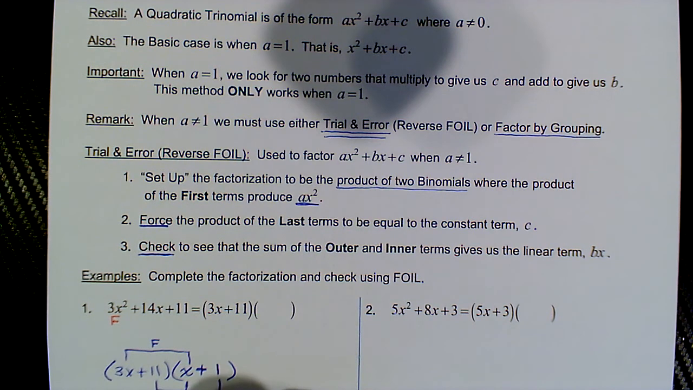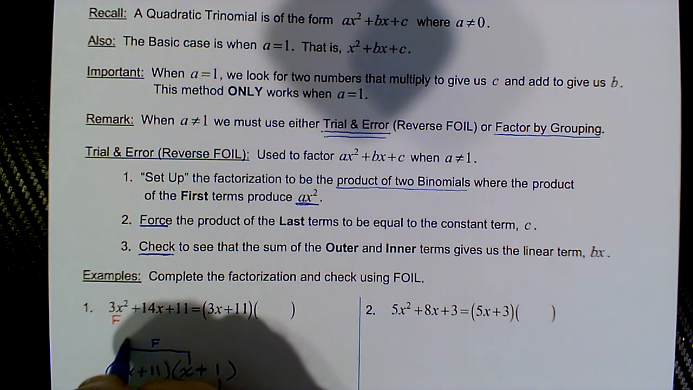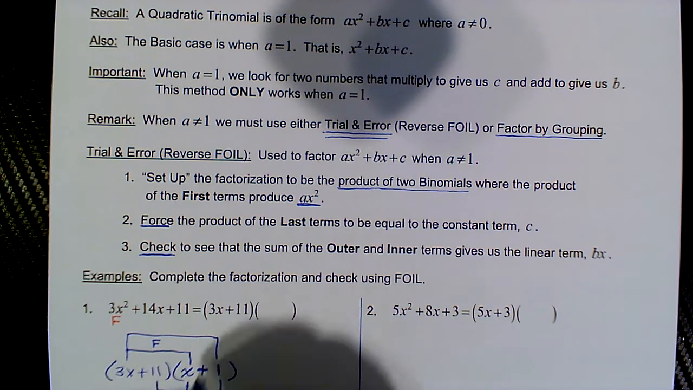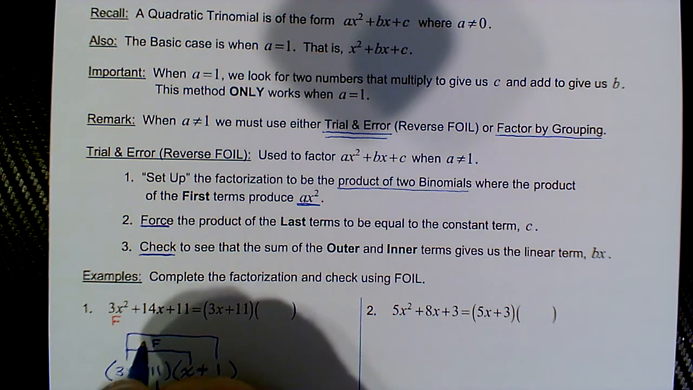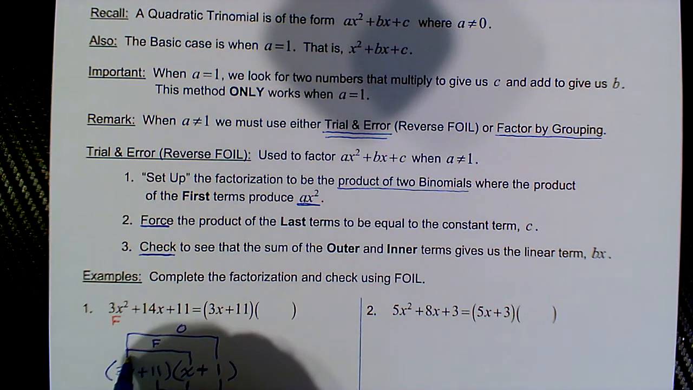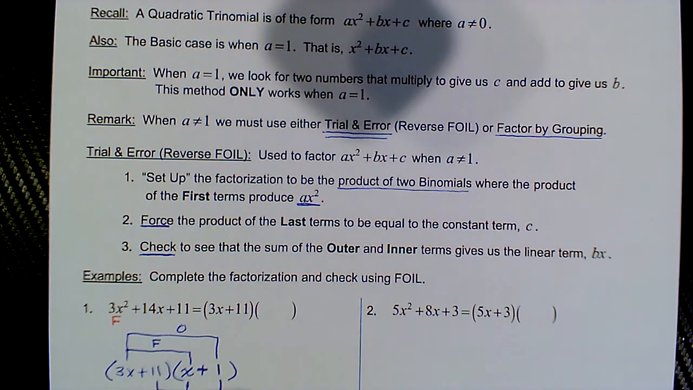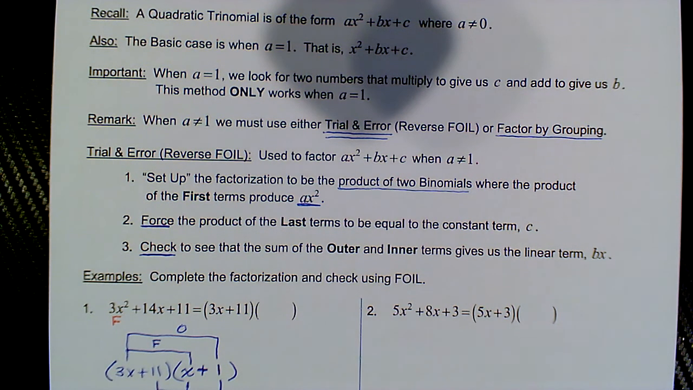And that would be the product of the last. So the first gave us 3x times x, or 3x squared. The outer, so that's this product, 3x times 1, plus 3x. The inner product, 11 times x, plus 11x. And the last product, 11 times 1, or plus 11.